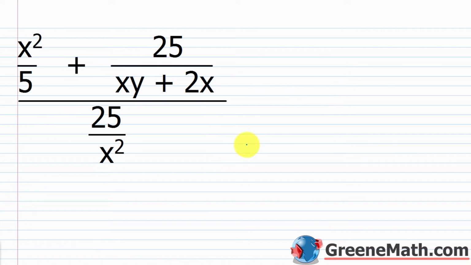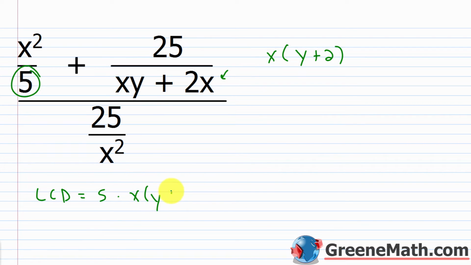What is the LCD for all denominators? I've got a 5, so throw that in there. I've got an xy plus 2x. This could be factored into what? x times the quantity y plus 2. So we'll multiply this by x times the quantity y plus 2.